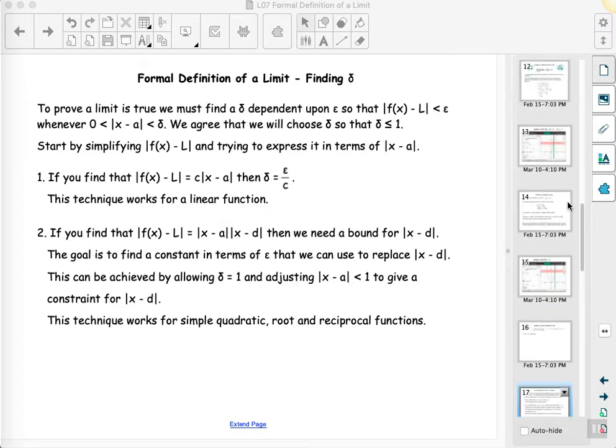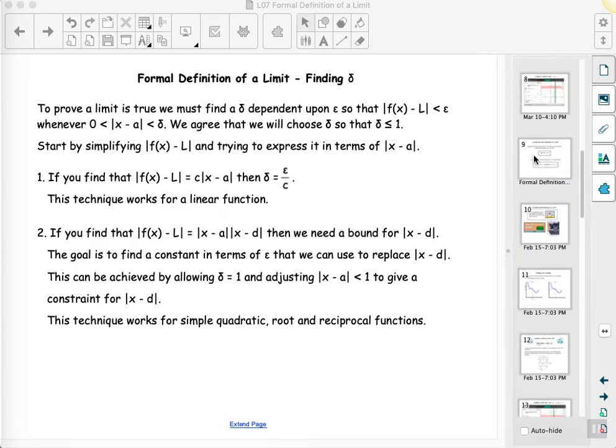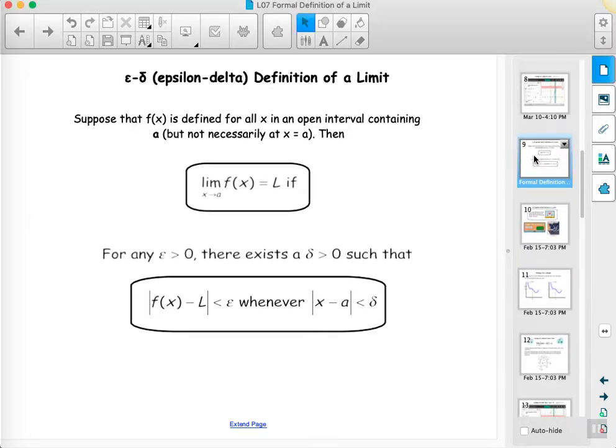So I'm going to recap what we did in the first part of that video. Formal definition of a limit, the epsilon-delta definition. If we can show that the absolute value of f(x) minus L, our limiting value, is less than epsilon whenever the absolute value of x minus a is less than delta. So we have to show that for every possible epsilon, we can pick a delta. We start on this side, and then show that that happens to be true.